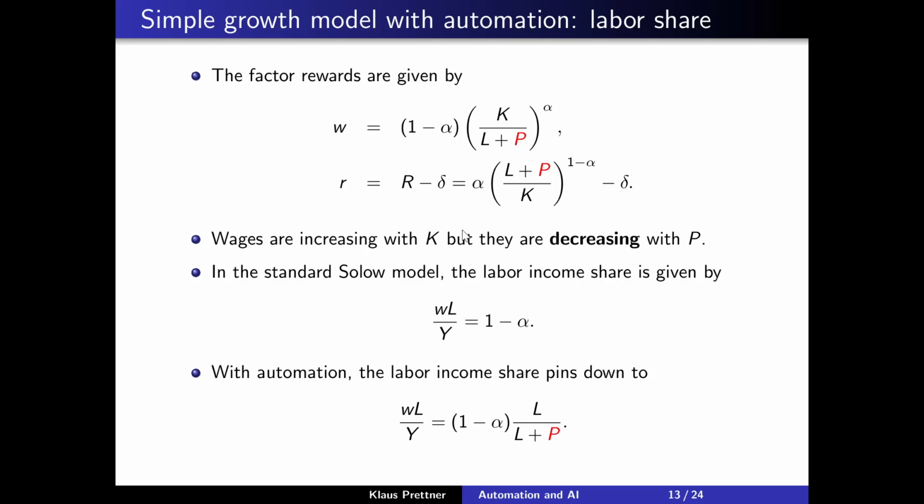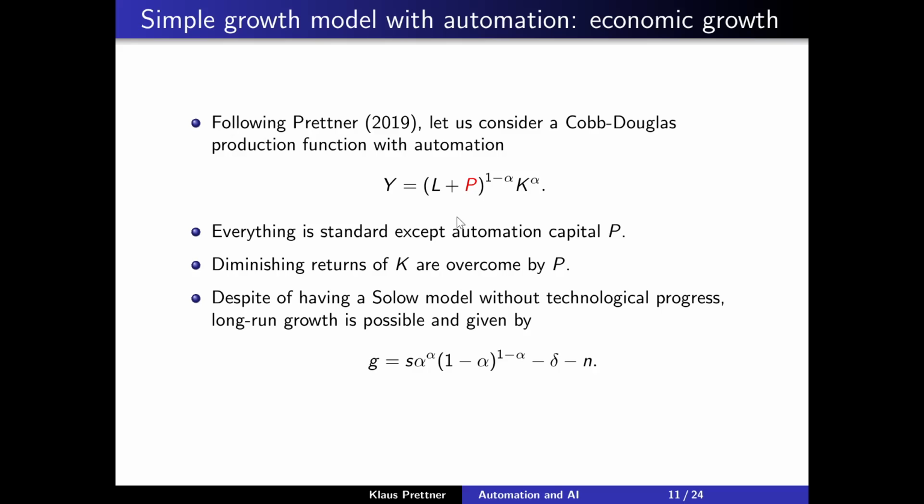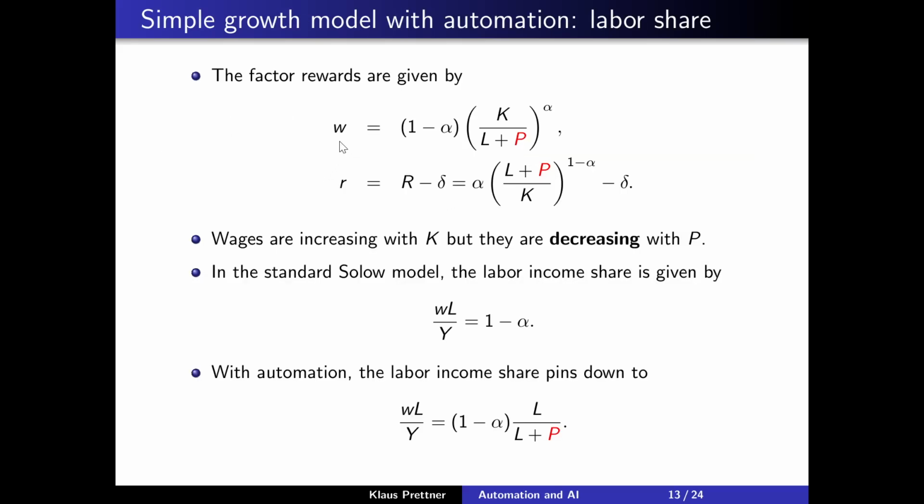So we can still stay in the same framework, but now we focus on the factor rewards. We know the wage rate will be given as the marginal product of the production factor labor, so that's the derivative of the production function that we had here with respect to L. And the interest rate would be the derivative of the production function with respect to K minus the rate of depreciation, right? So these would be the factor rewards in the economy.